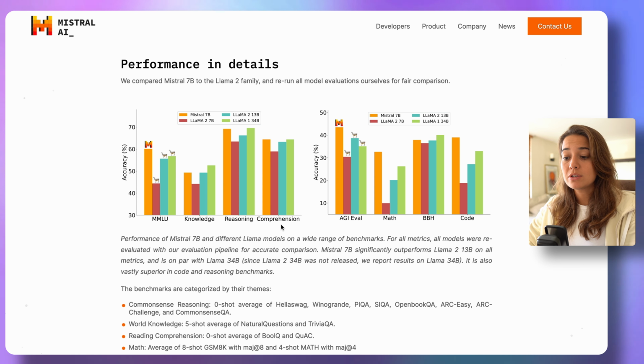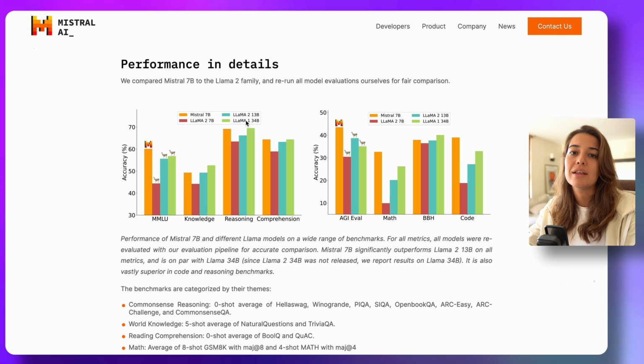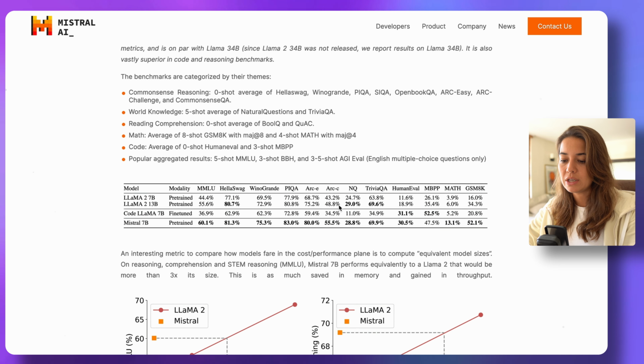Based on these results, Mistral 7B seems to be performing much better than the Llama 2 7 billion model and also the 13 billion model, which is much bigger than the Mistral 7 billion model, and also the Llama 1 34 billion model. And they're saying that they use the Llama 1 34 billion model because there hasn't been a Llama 2 34 billion model yet. It's kind of interesting to see their analysis.